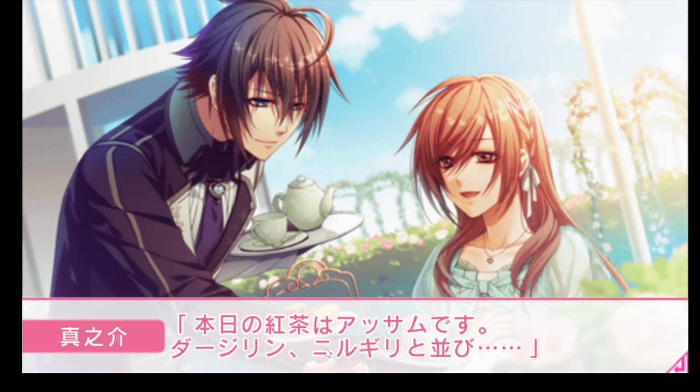I don't know what Nirugiri is. It's probably another type of coffee, tea. Tea, I don't know, but not coffee. No, you said coffee. Tea, yeah, tea, sorry. Okay, so today's tea is Assam. It's similar to Nirugiri and Darjeeling.